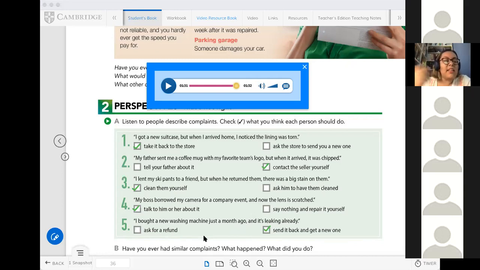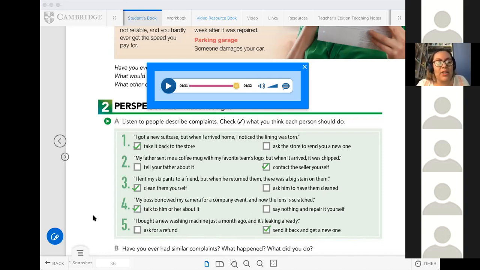So if you selected send it back and get a new one, it's fine. There are people who would prefer to ask for a refund, for example, myself, but this is just a matter of opinion. There is no wrong or right answer, as long as you can justify your answer. So for example, situation number one: I got a new suitcase, but when I arrived home, I noticed the lining was torn. In my case, I think I would ask the store to send me a new one.